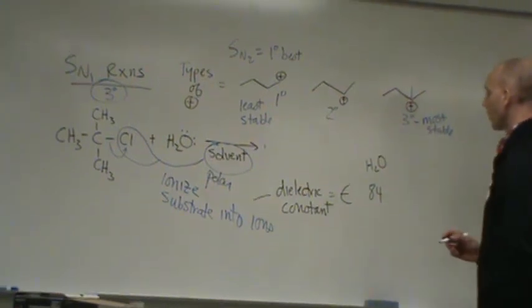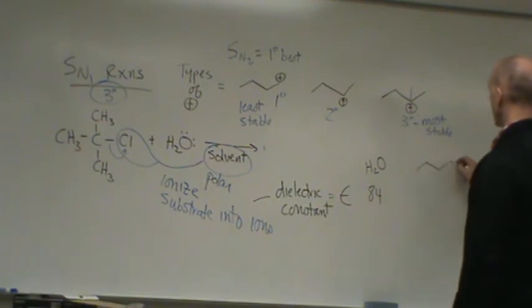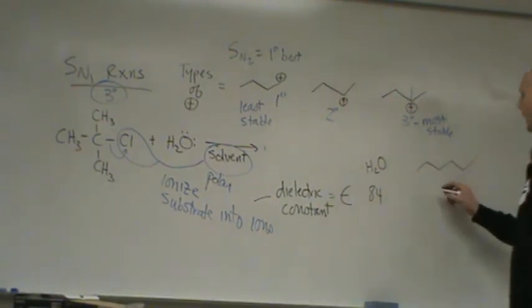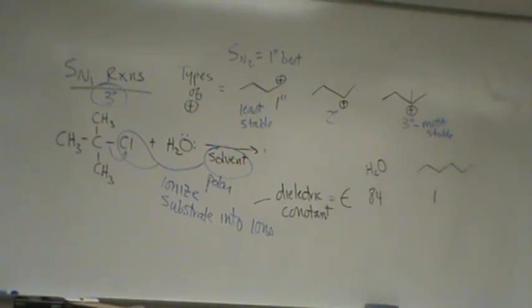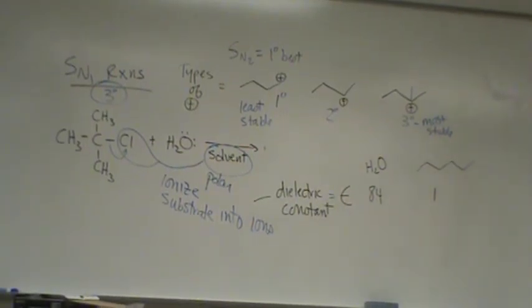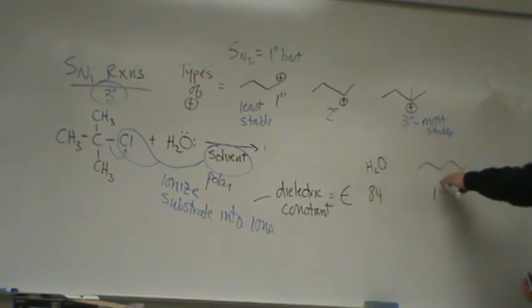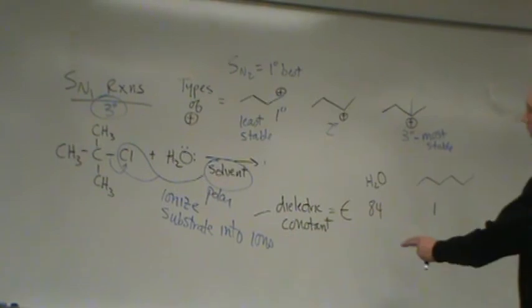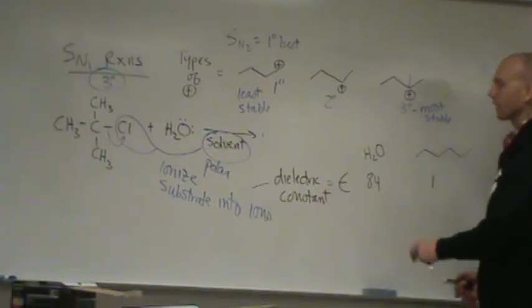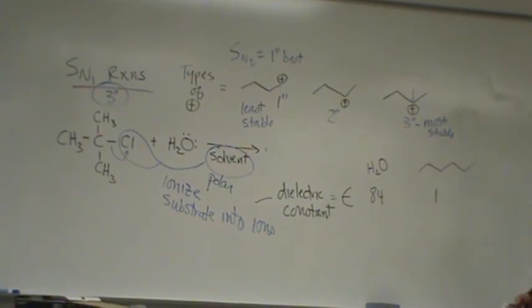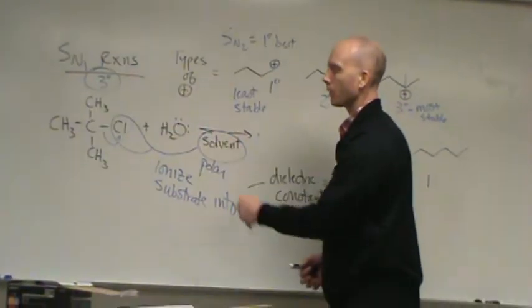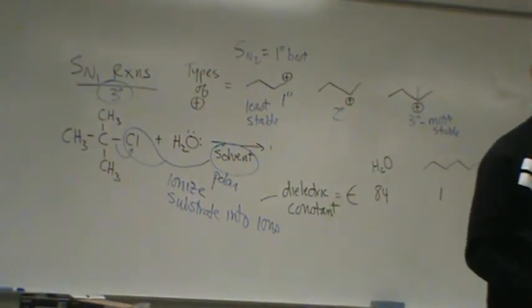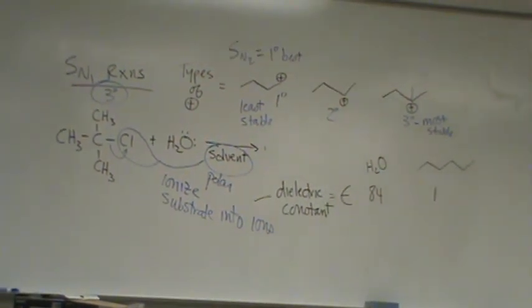One with a very low dielectric constant might be something like hexane, which is maybe around 1. So if I try to do that reaction in hexane, it wouldn't ionize it, and it would just be a dead reaction. So generally, polar molecules tend to have high dielectric constants. So as long as the solvent is polar, I'll be in pretty good shape. Any questions on the solvent effect?